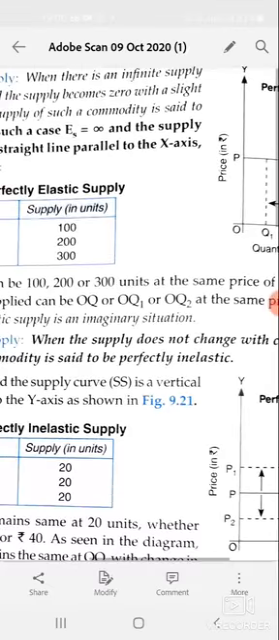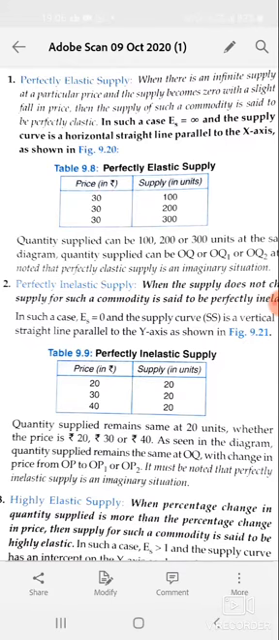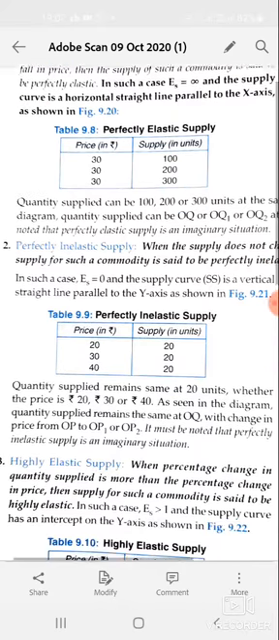Now, in the numerical example, you will find the price is always constant, 30, 30 and 30, but the supply is 100, 200 and 300. Price is unchanged, but the supply is increasing and decreasing. This case is called perfectly elastic supply. Remember, in perfectly elastic supply, the supply curve moves parallel to the horizontal or x-axis.